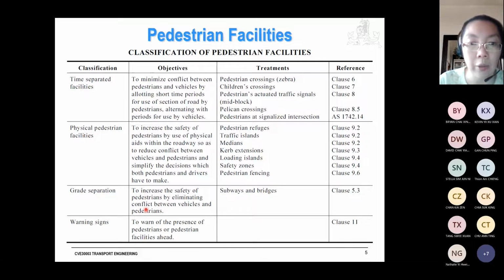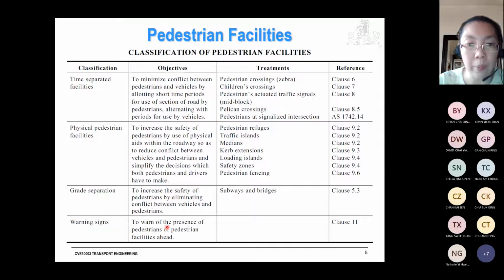Okay, then we have grade separation, and the objective is to increase the safety of pedestrians by eliminating conflict between vehicles and pedestrians. And for grade separation, you have subway and bridges, overhead bridges. Okay, so this will definitely eliminate the conflict between vehicles and pedestrians. Because when you have subways, your vehicle is on top, the pedestrian will cross beneath the roadway. So you go your way, pedestrian, I go my way. Okay, so it eliminates the conflict totally, unless, of course, the pedestrians do not use the facility.